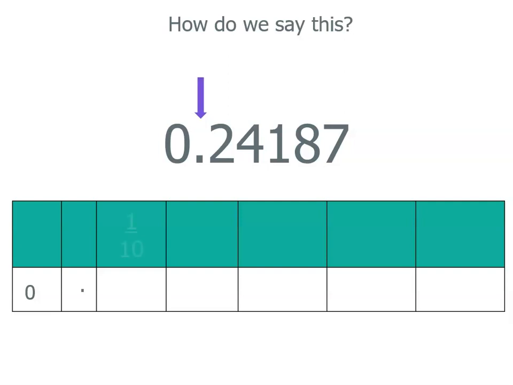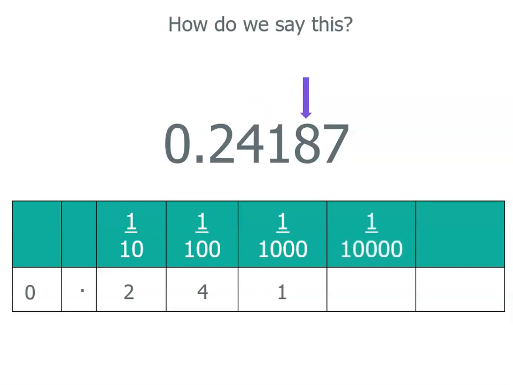Now we move right to our tenths place, and instead of the word tenths, I've written 1/10. So each digit in that place represents a tenth. We've got 2 tenths. Moving right to our hundredths place, we've got 4 hundredths. We've got 1 of the thousandths, 8 tens of thousandths, and in our last place, we've got 7 hundreds of thousandths. So we have all the way down to the hundreds of thousandths place this time.